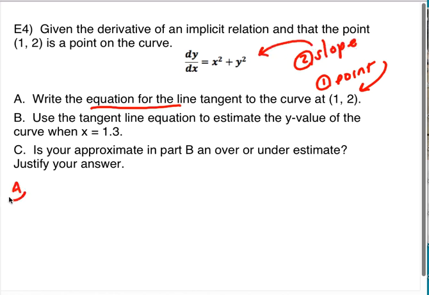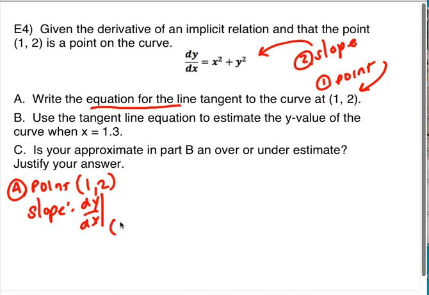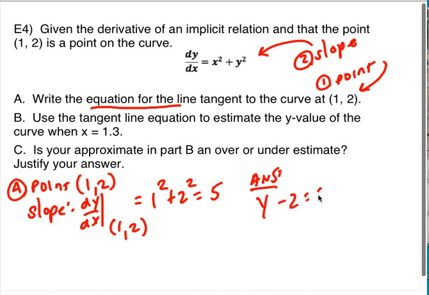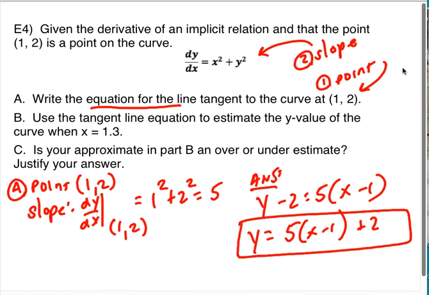So when we go to do A, I have my point. That was very nice of them to give me (1, 2). I know that my slope should be dy dx evaluated at (1, 2). Well, that's going to be 1 squared plus 2 squared, which is definitely a 5. So my answer is y minus the y value equals m times x minus the x value, although I would suggest that you add the 2 over. So y equals 5 times (x minus 1) plus 2. I would suggest that you do that because very frequently you're asked to use your tangent line.